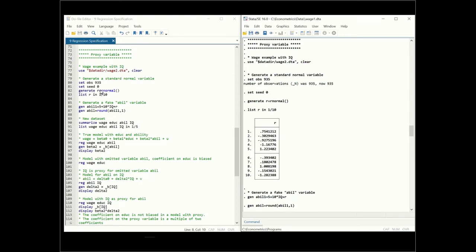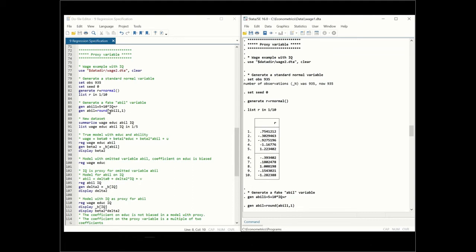We're setting a seed number of 0 and then generating R, which is R normal, coming from the standard normal distribution with a mean of 0 and variance of 1. And then we would list this randomly generated variable R, the first 10 observations. So this is what I have done here. And this is how this variable looks. So this is a standard normal variable. What we know about the standard normal distribution is that 95% of the observations would be between minus 1.96 and 1.96, and that's what we see here.